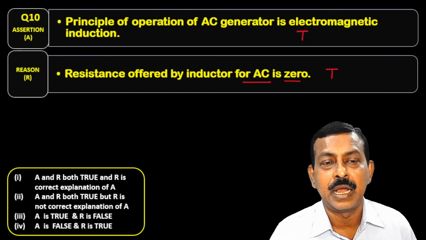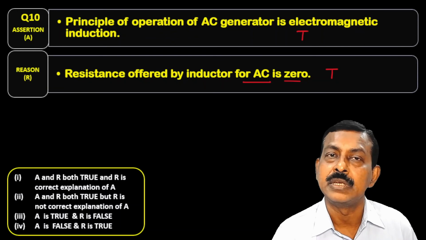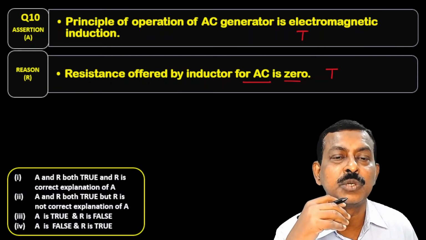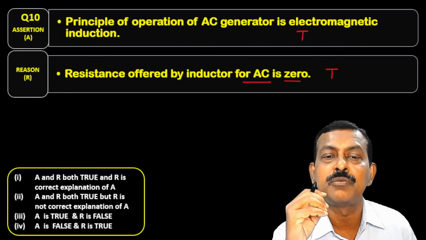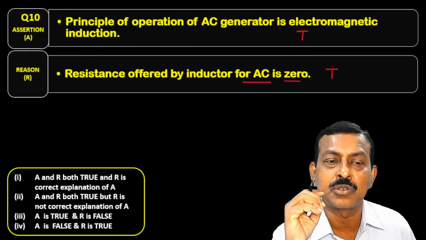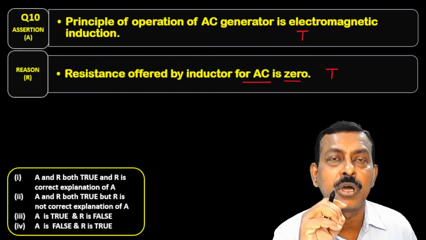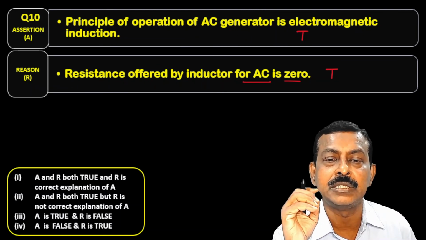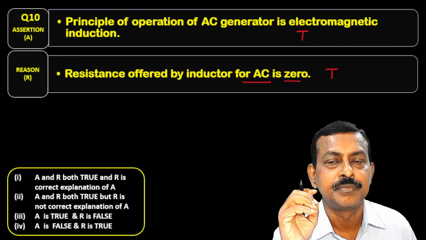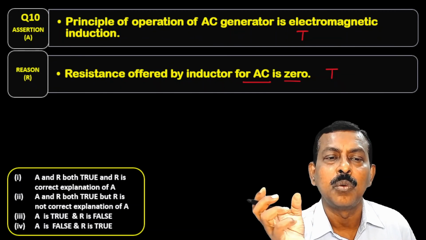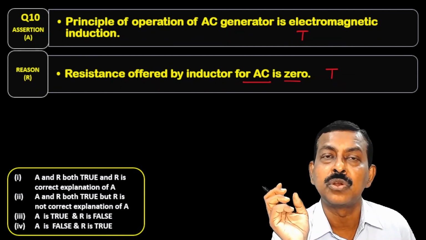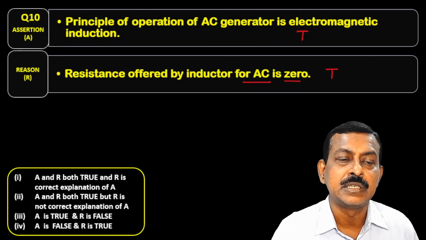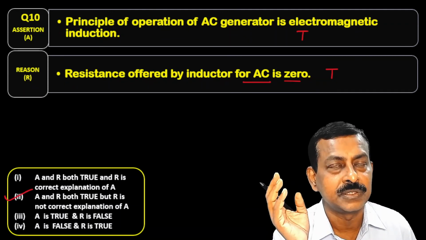So here assertion is true, reason is true, and now let's take the two statements together. The principle of operation of an AC generator is electromagnetic induction because the resistance offered by an inductor for AC is 0. So this is not explaining the principle of operation of the AC generator. So in this particular case, the second one is the correct one.